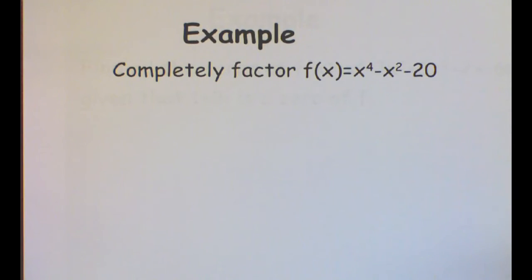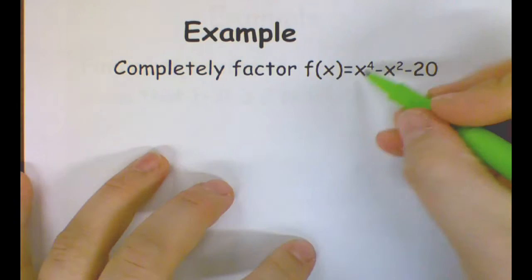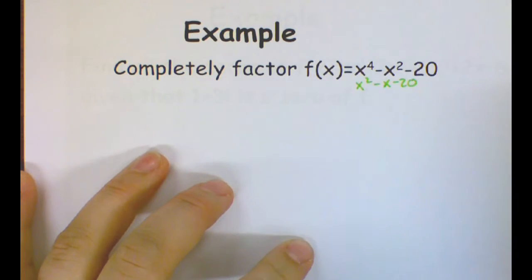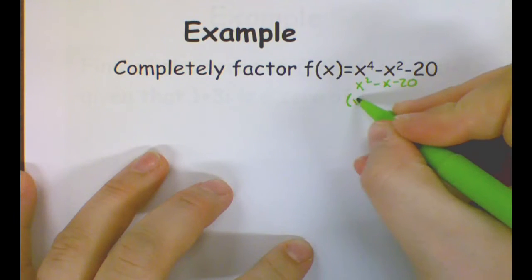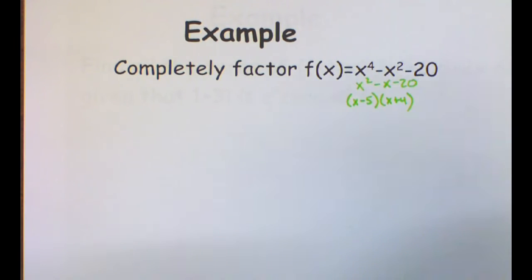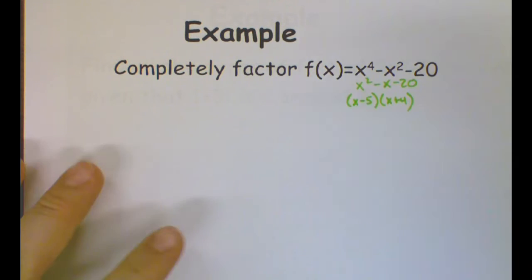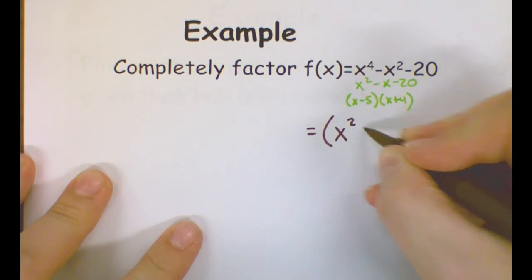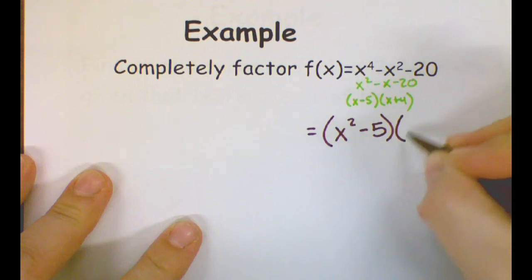So let's completely factor this. We start by factoring, right? If this was x squared minus x minus 20, we'd easily be able to factor it into x minus 5 times x plus 4. But it's not x squared, it's x to the 4th power. And it's not x, it's x squared. The only thing we change about that is these first terms become x squareds.